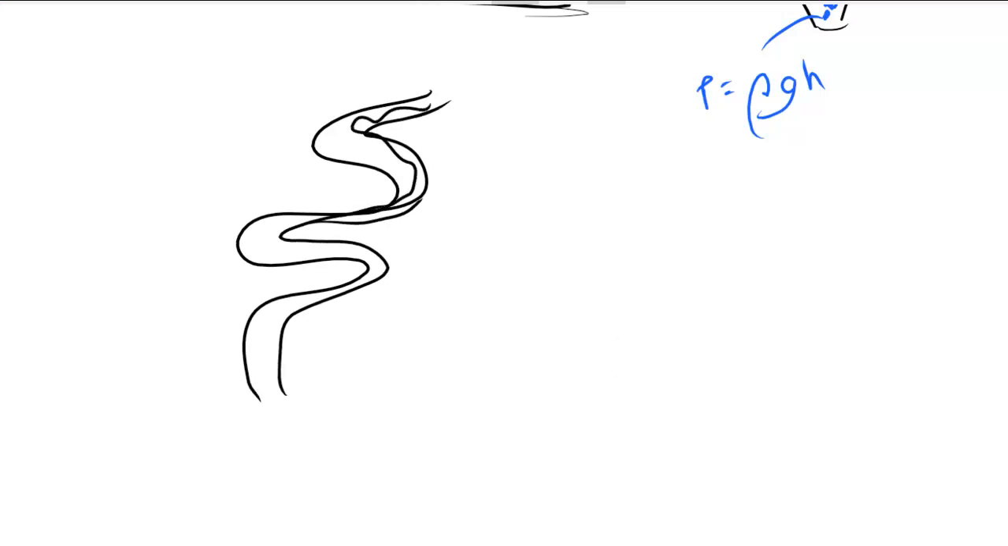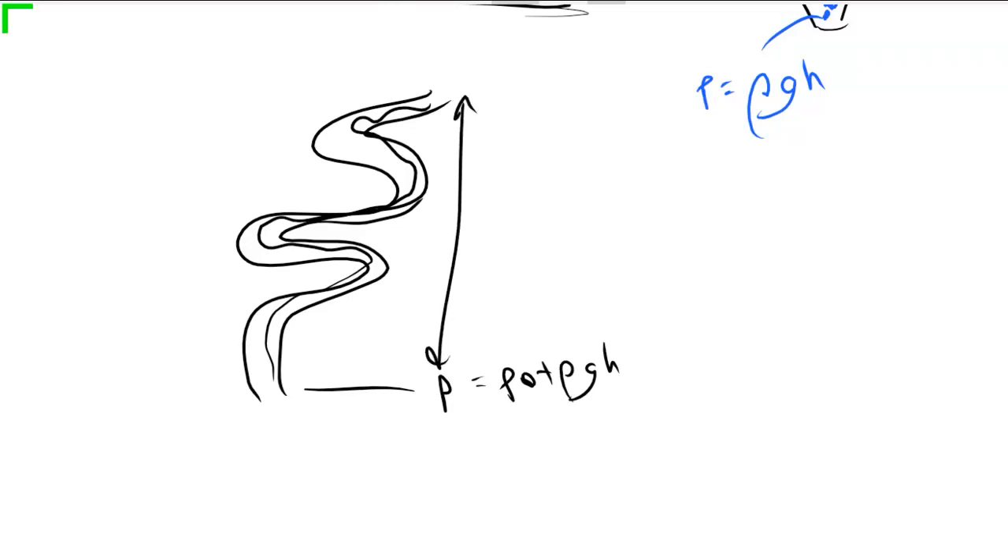Same thing if we have another shape that looks something like this, with fluid all in here. Then for the height that we are considering, if we want to know what the pressure is down here, the pressure is equal to P naught plus density times gravity times height, where this is the height here, and this is where we know P naught up here.